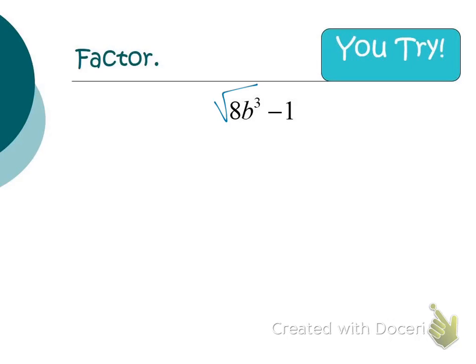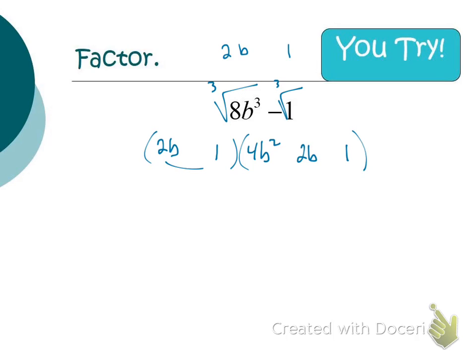Okay. So cube root this, because it's two terms and a minus sign, and I can't square root them. The cube root of 8 is 2. The cube root of b to the third is b. The cube root of 1 is 1. So, make our parentheses. The first one is going to be a binomial. We're just going to put those cube roots in, 2b and 1, and then a trinomial. We're going to square the 2b to get 4b squared for this first term, square the 1 for this last term and make it 1, and then we multiply these two. 2b times 1 is 2b.